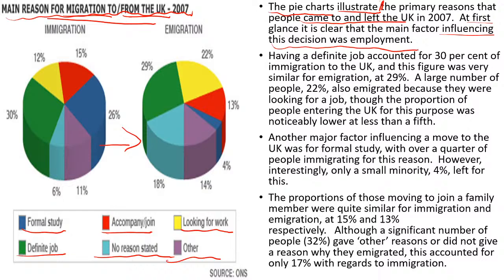So the first reason was employment. Having a definite job accounted for 30% of migration to the UK. Further, the figure was similar for immigration, at 29%. So here it's the immigration and there it's the migration, so we are comparing both pieces of information.